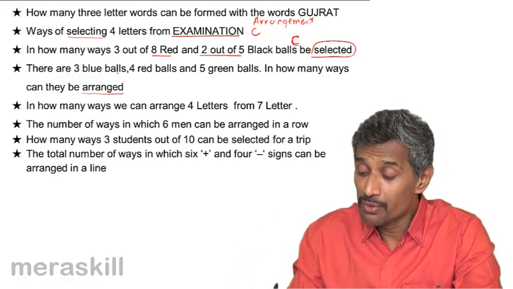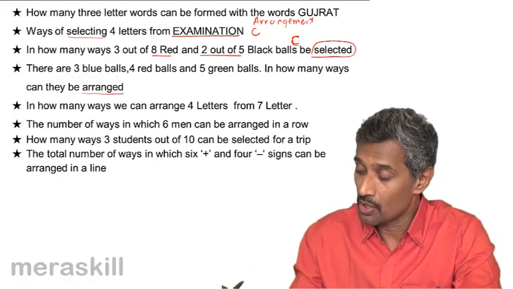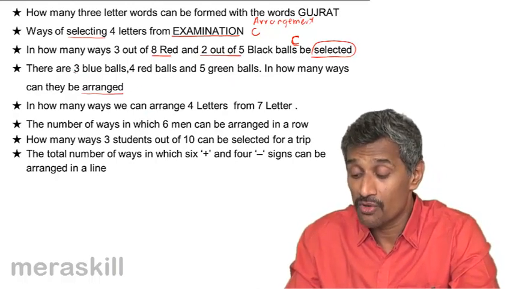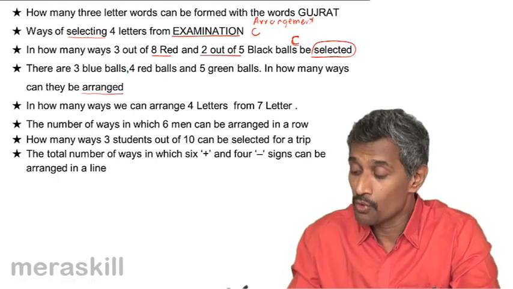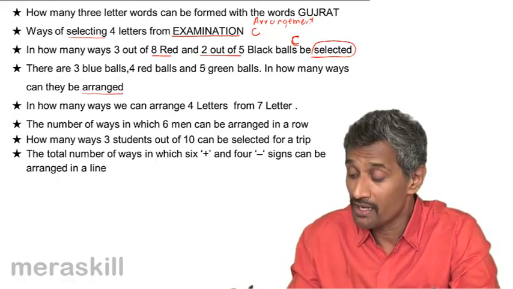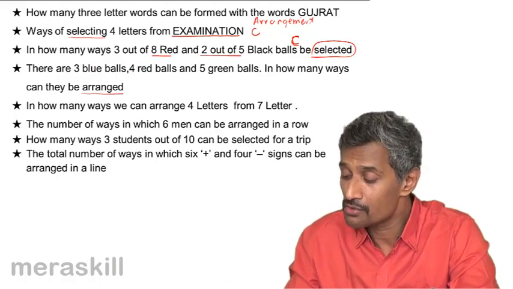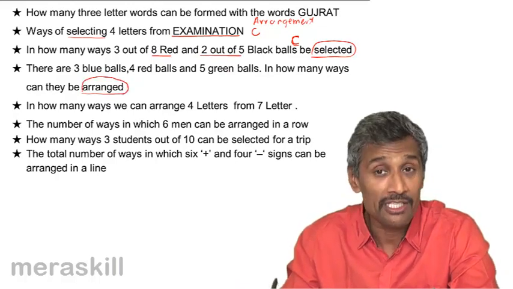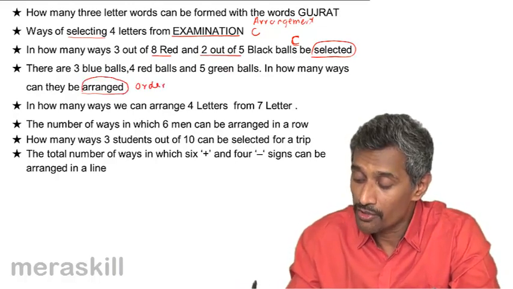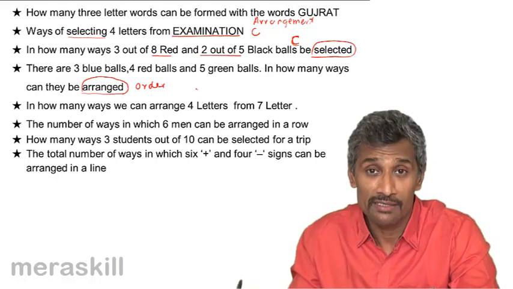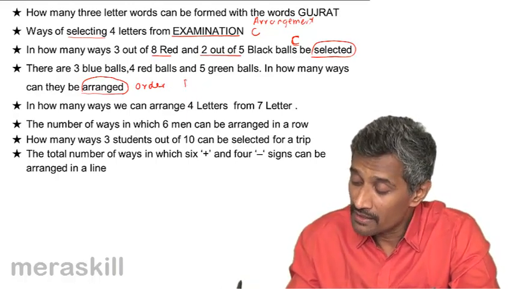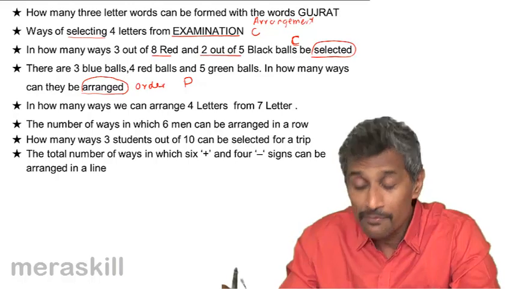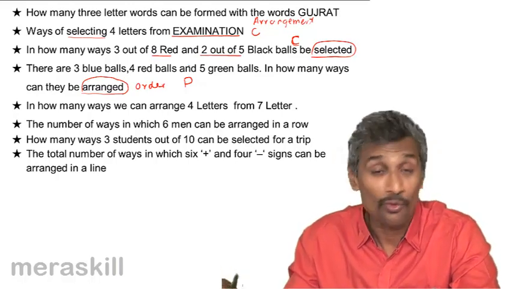Then there are 3 blue balls, 4 red balls, 5 green balls. In how many ways can they be arranged? It's possible you keep all the 3 together, then 4 and then 5, or you introduce red in between, and 5 in between one of the green balls. There are so many ways in which the order can be changed. Since it is an arrangement, the order of arrangement is important. Hence, is this a combination? No, it is a clear-cut case of permutation, right? So if you have got all these 4 right, you can accord yourself 4 marks.